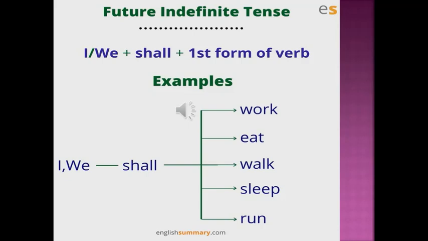Secondly, if the sentence expresses any threat, then also with the first person pronouns, that is I and we, we use will. For example, I will give you a slap if you don't complete your work in time.